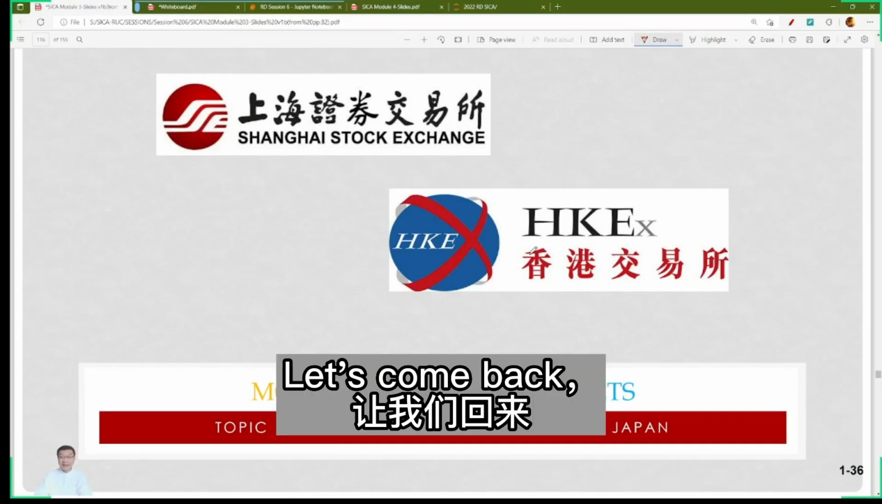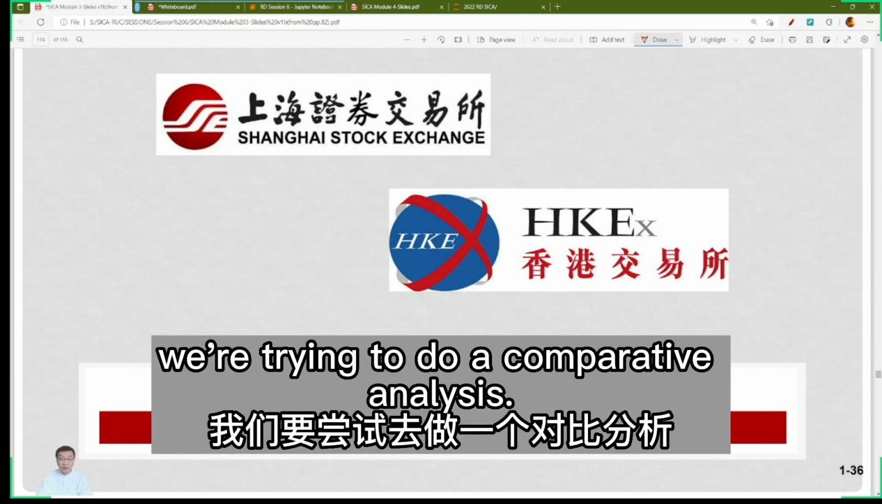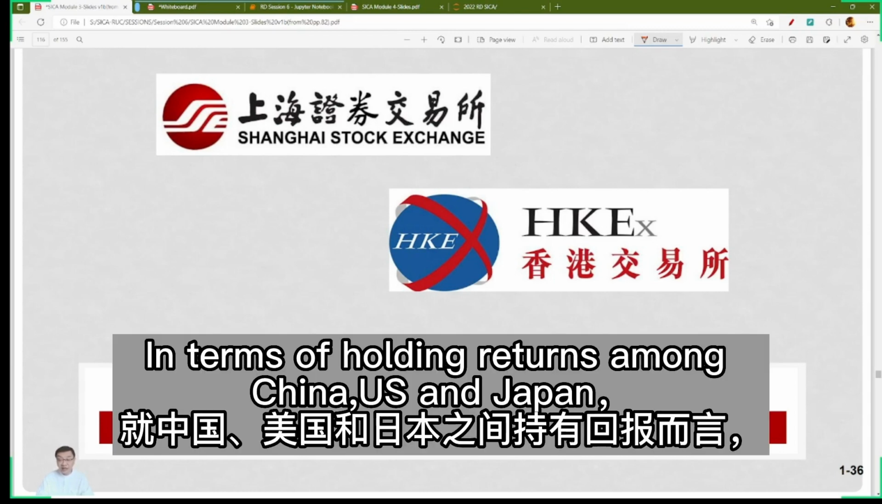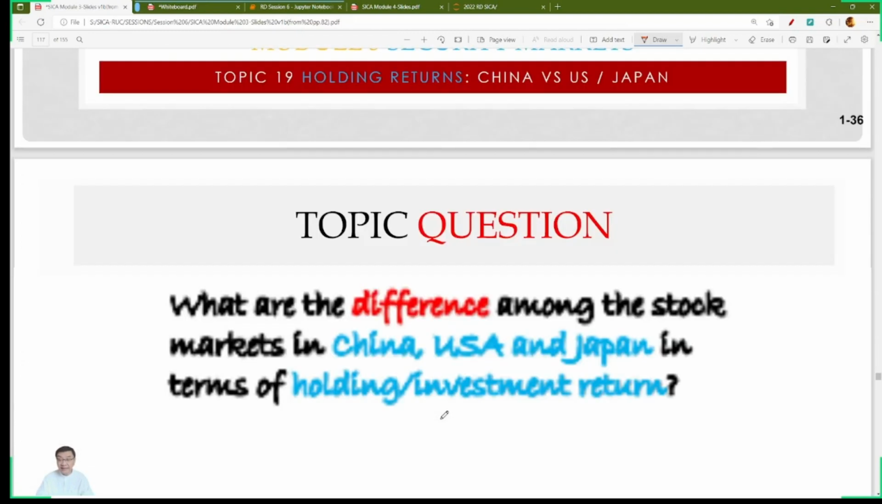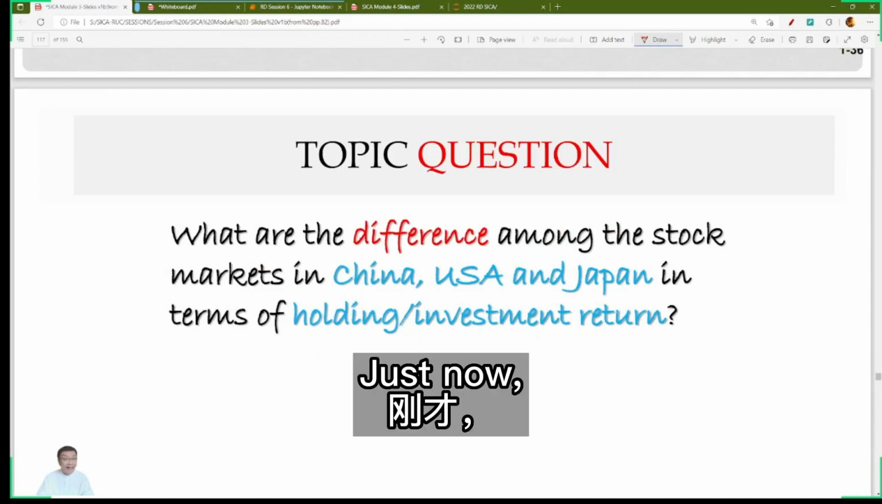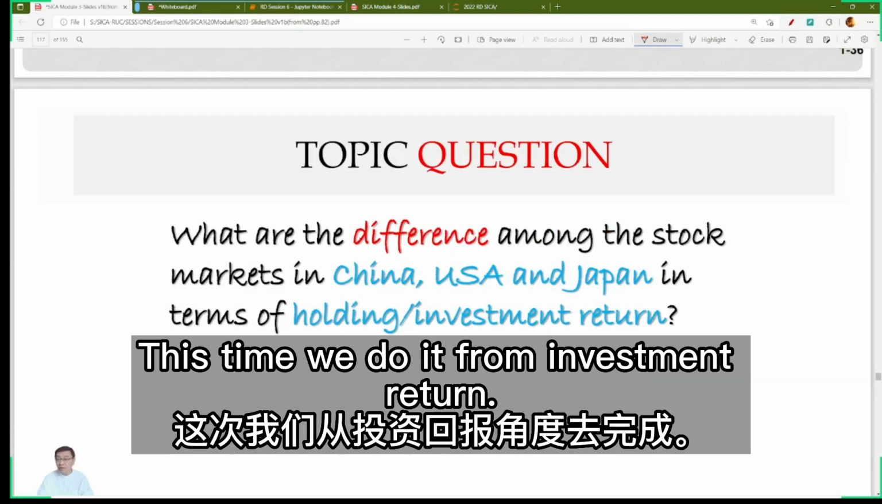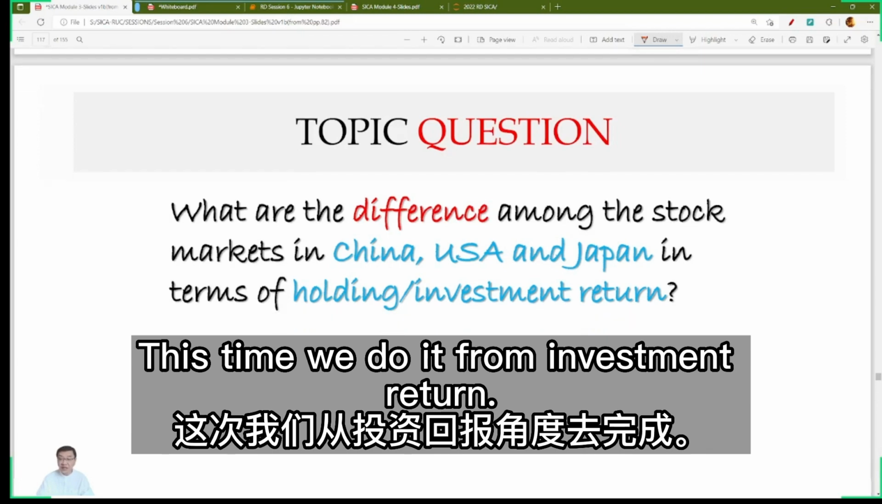Let's come back. We're coming to topic 19. In this topic, we're trying to do a comparative analysis in terms of holding returns among China, US, and Japan. We have done a similar analysis, but from a different perspective just now, from periodic return. This time, we do it from investment return.